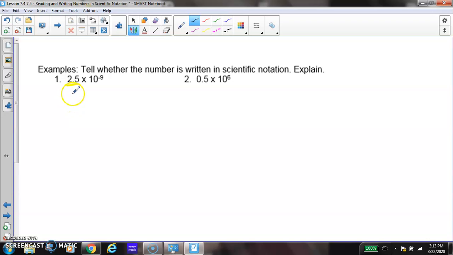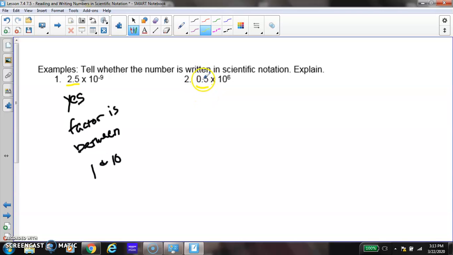So tell whether the number is in scientific notation. Yes, it is. And we're going to say factor is between 1 and 10. If I look at question number 2, look at the first part.